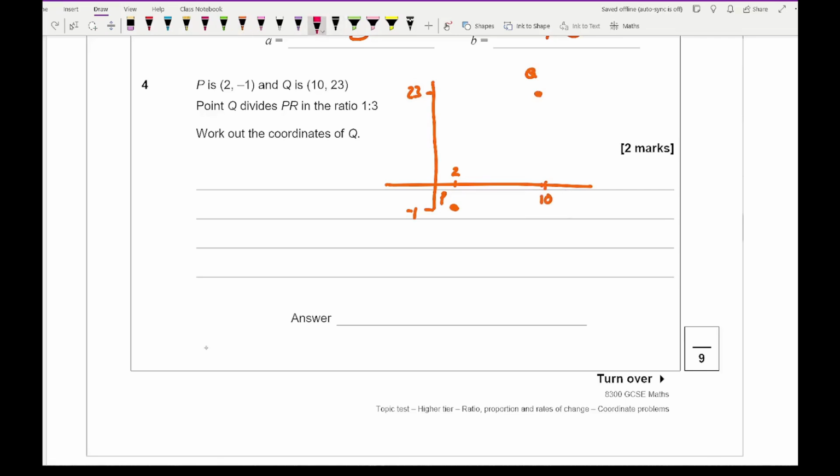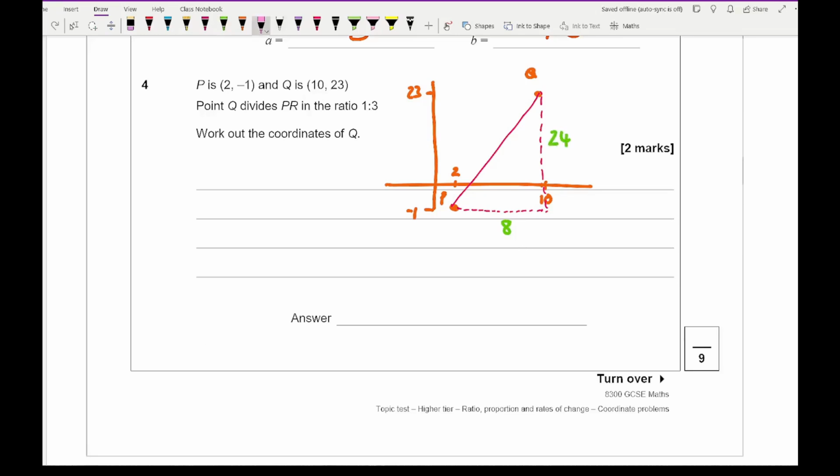So looking at this, we want to split this in the ratio, or Q is in the ratio of 1 to 3. So if I look at this distance here, if I draw a triangle, it has a difference between 10 and 2 of 8, and the difference between -1 and 23 is 24.